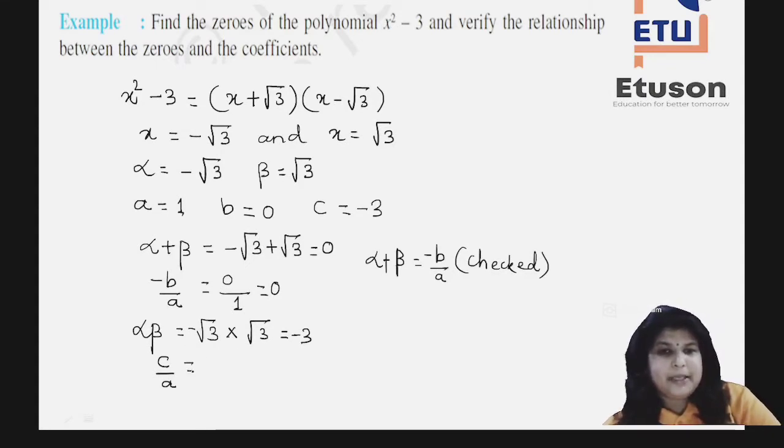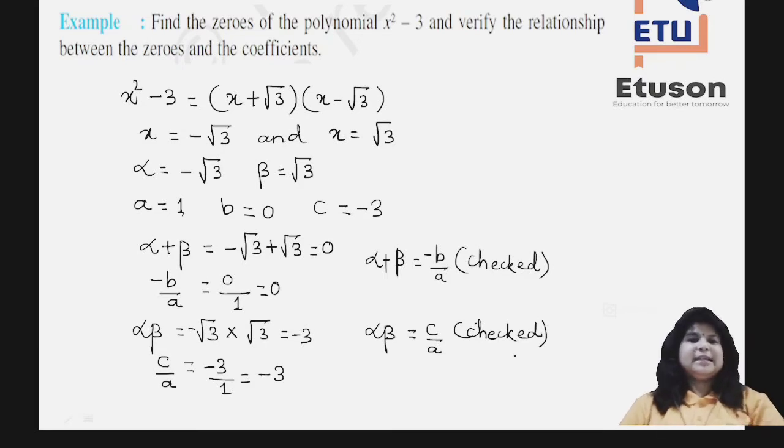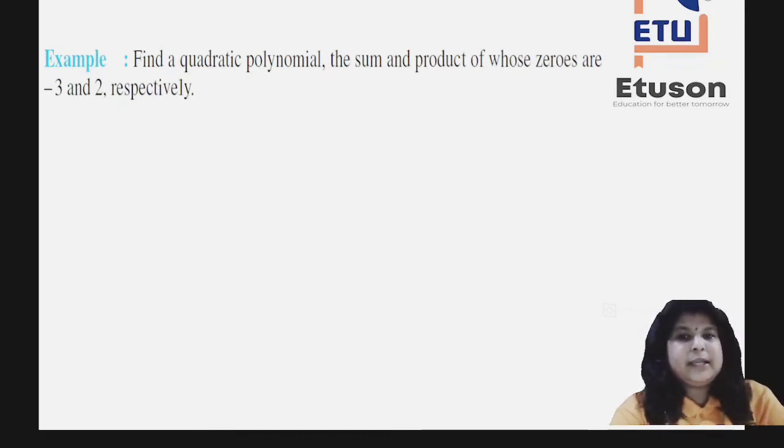That is c by a, which is equal to minus 3 divided by 1, that is equal to minus 3. Correct or not? So alpha into beta is equal to c by a. So your second relationship between the zeros and the coefficients is checked now. So the zeros of the polynomial are x equal to minus root 3 and x equal to root 3. समझ में आया बच्चों? So, let us go to the next problem.